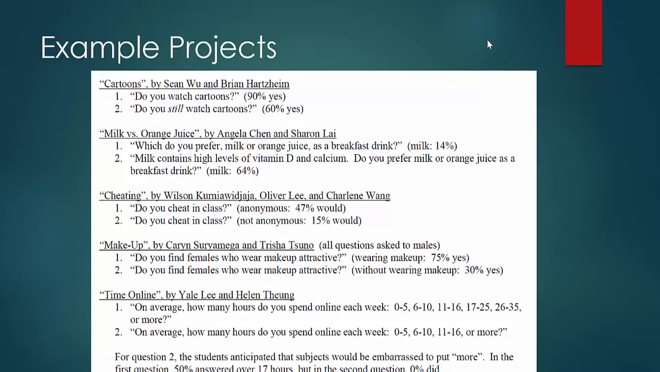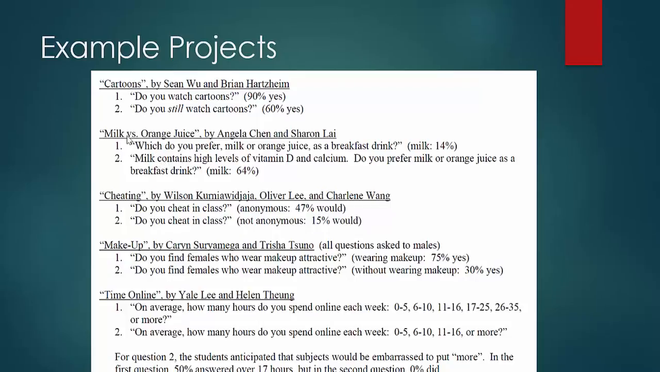Here are some examples. Here are a pair of students that asked about cartoons. Question 1, do you watch cartoons? Very straightforward. You would consider this the control question. Question 2, do you still watch cartoons? This is the experimental question. That is the wording of the question. This little word still, perhaps with some combined tone, we had many fewer positive responses.